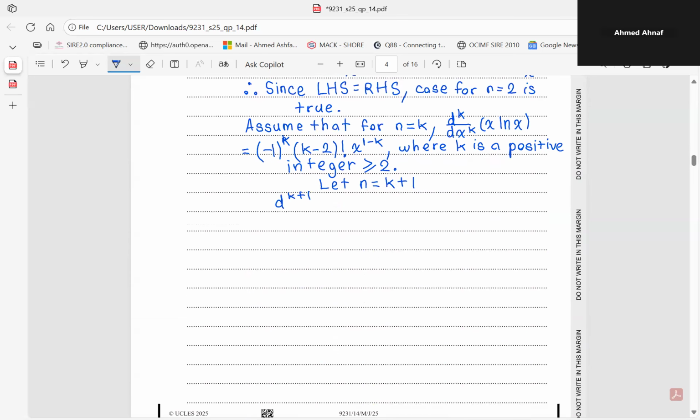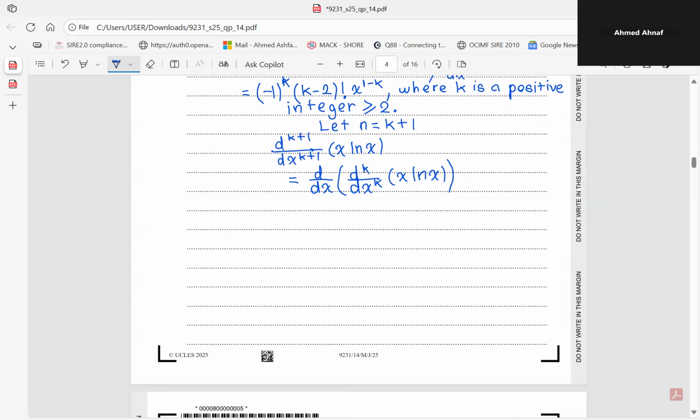So d^(k+1)/dx^(k+1) of x ln x is basically the same as the derivative of d^k/dx^k of x ln x. Like the third derivative is basically the derivative of the second derivative, and the second derivative is the derivative of the first derivative. So we're using this logic in here. Okay, so now let's substitute the expression for this in our assumption.